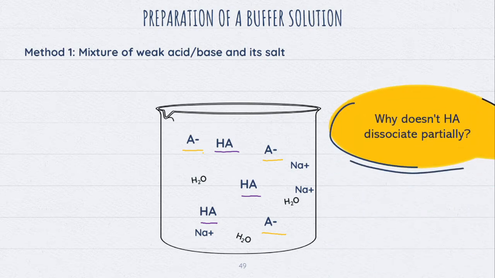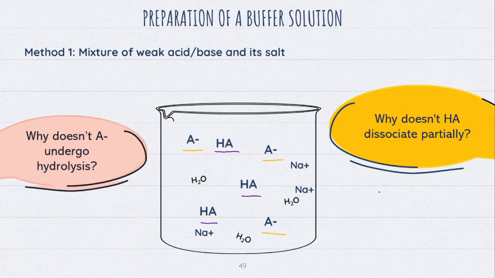So you might have some questions: why doesn't HA dissociate partially to give some traces of H+ ions, or on the other hand, why doesn't your conjugate base, being a strong conjugate base, undergo hydrolysis? Let me use a few equilibria to explain. Your HA, on a normal basis, when you put it in water, will undergo partial dissociation to give you your A- and your H3O+. On the other hand, as a strong conjugate base, it can undergo salt hydrolysis.